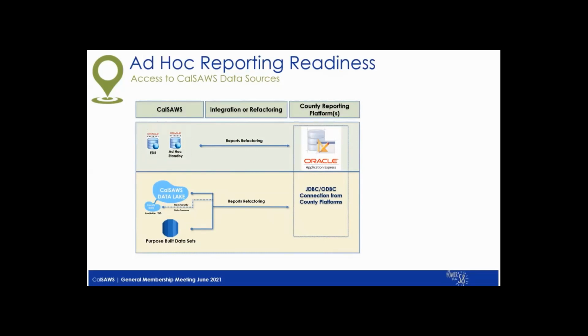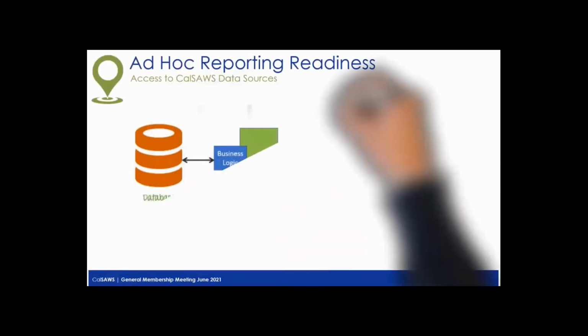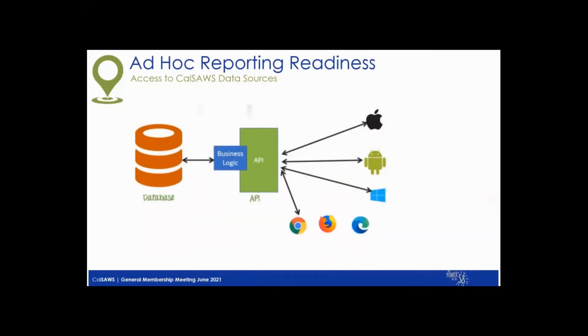Counties have various best suitable options to get their data using appropriate tools from the data sources, namely Enhanced Data Reporting, Oracle Standby Database, Data Lake, purpose-built data sets, and RDS. CalSOS have made state-of-the-art wide variety of APIs available to get the business domain related data. These APIs are compatible with all platforms and devices such as mobile.